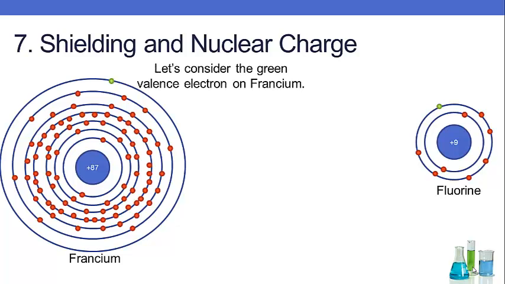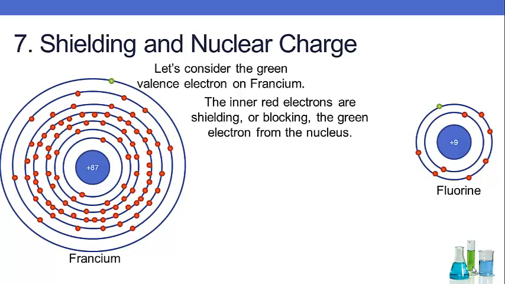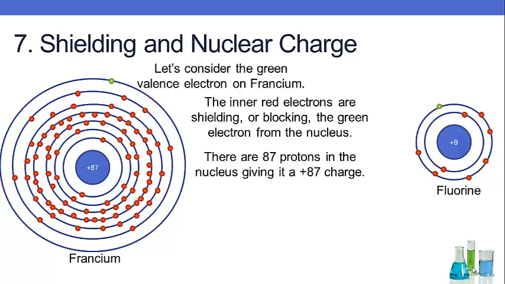So first, let's consider the green valence electron on francium. That's all the way out in the outermost energy level. These inner red electrons are shielding, they're blocking the green electron from the nucleus. So we have all these layers of electrons that are blocking the outermost electron from the nucleus.